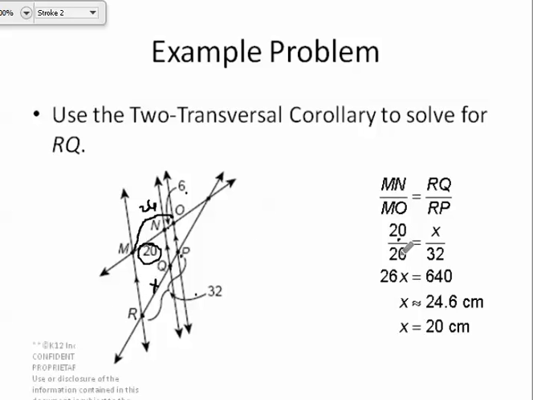So I've got 20 divided by 26 is equal to x divided by 32. And then I do means and extremes. I get 26x is equal to 640, divided by 26. I get 24.6. And so x is approximately 24.6. Where'd they get that from? I don't know. 24.6. That's what our q would be.